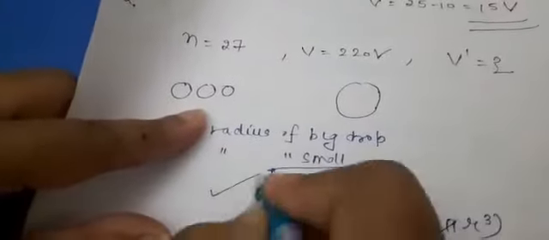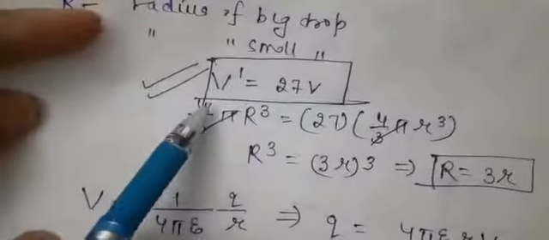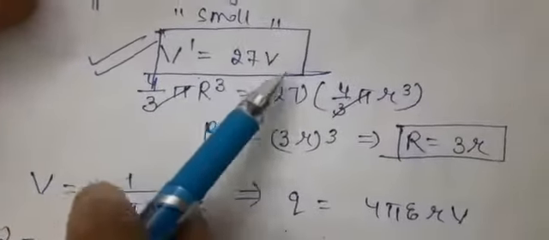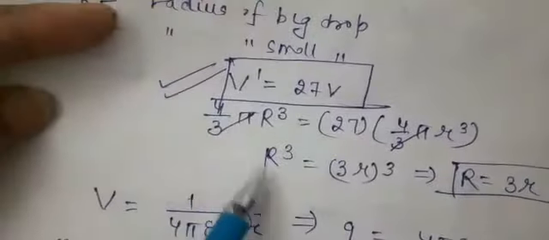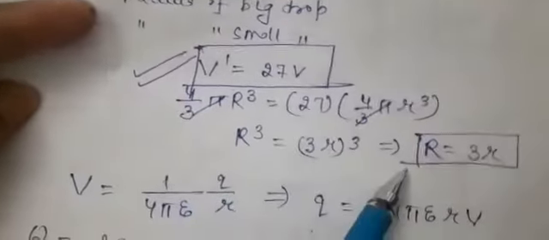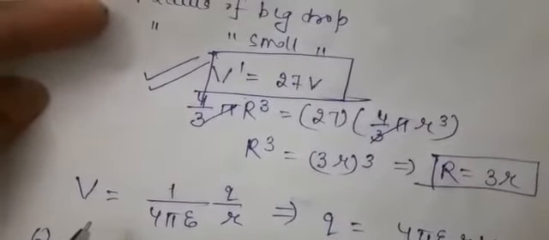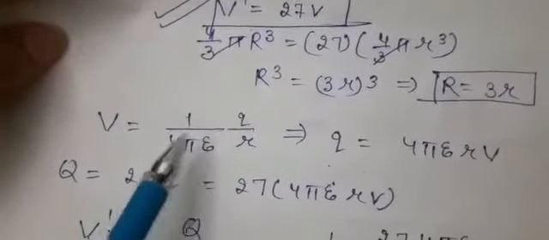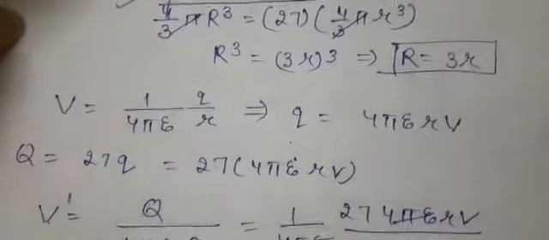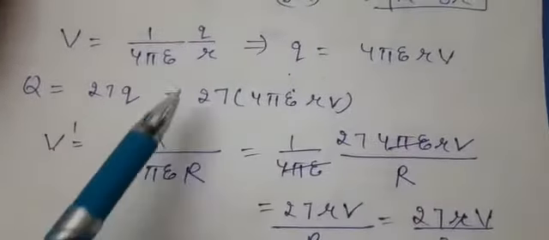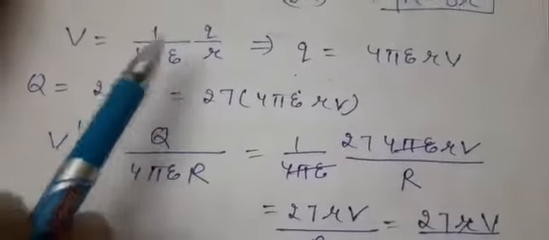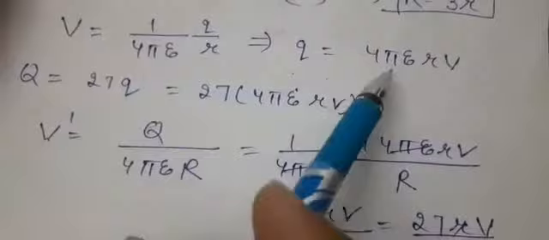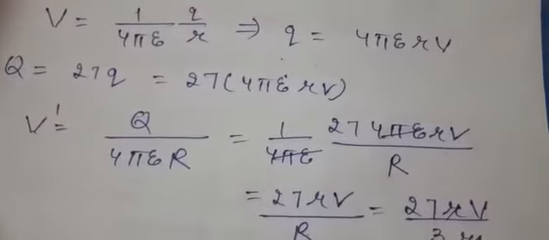So first of all, you have to apply, I am just marking the key points which you have to learn. Volume of bigger drop will be 27 times the small drop. What is the benefit of it? You will calculate the relationship between the radii. Then find the potential of the small drop by the formula KQ by R. So from here you can calculate the value of Q. It is not required that you always substitute 1 by 4 pi epsilon naught, you can also take K because it will cancel out later on.